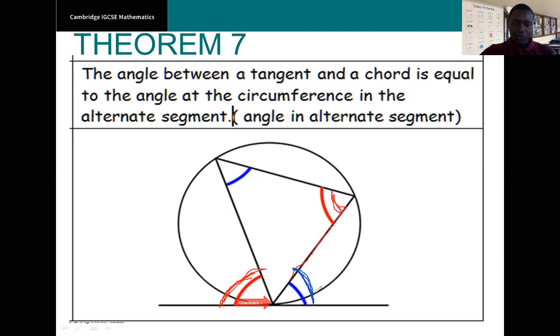So you draw, you skip, and you move along the line. So when you get up the line, the angle there on the circumference is what is equal to the one outside there.